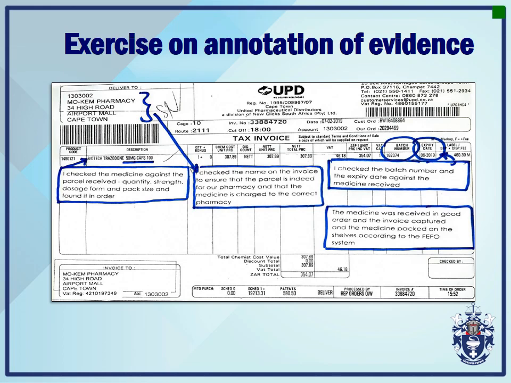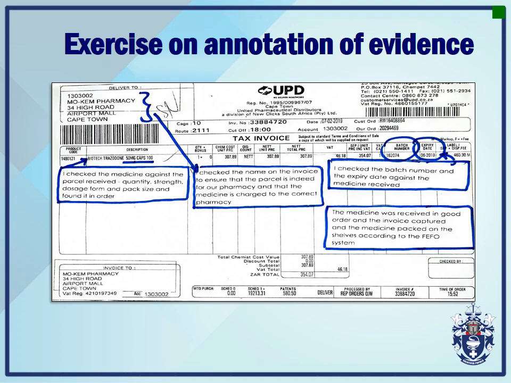In terms of annotation, you would have to explain to the assessor or the moderator exactly what this piece of evidence is referring to. If you look at the evidence, the very first rectangular block says, I checked the medicine against the parcel received for quantity, strength, dosage form, and pack size, and found it all to be in order. The second block says, I checked the name on the invoice to ensure that the parcel is indeed for our pharmacy and that the medicine is charged to the correct pharmacy.